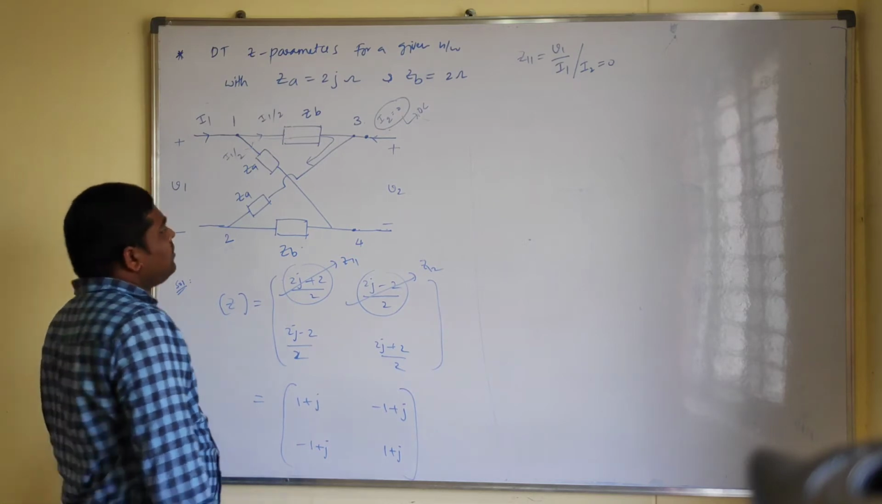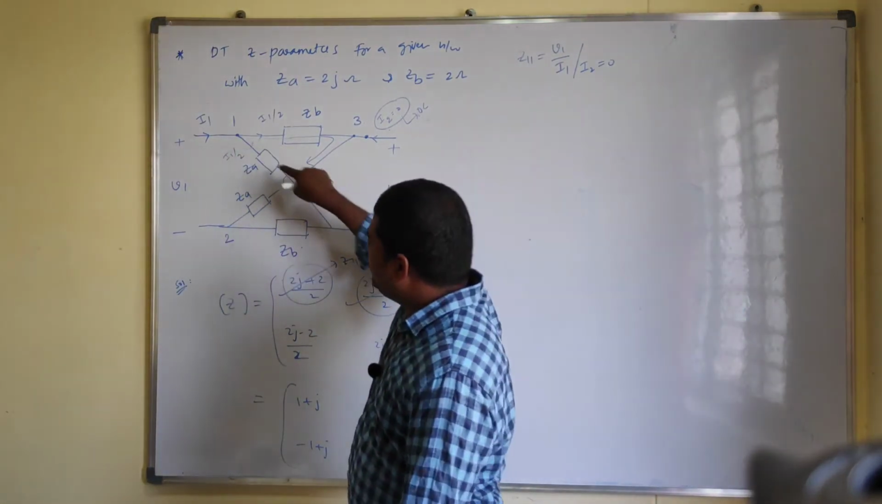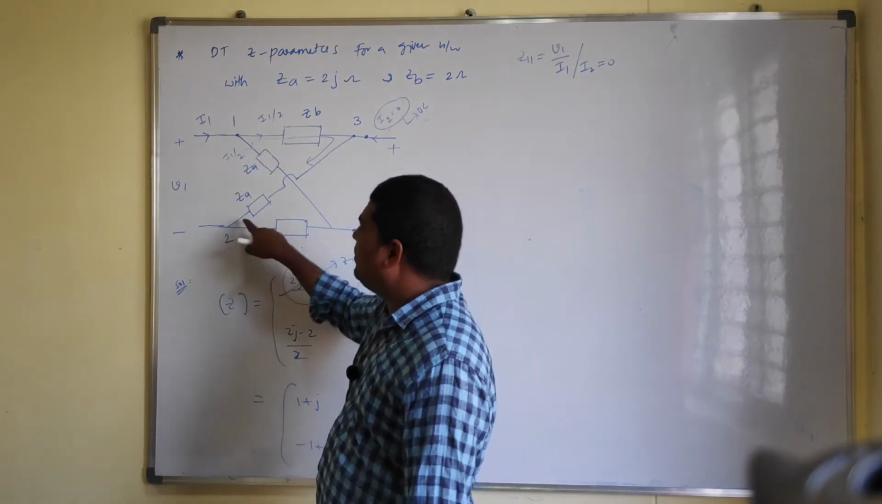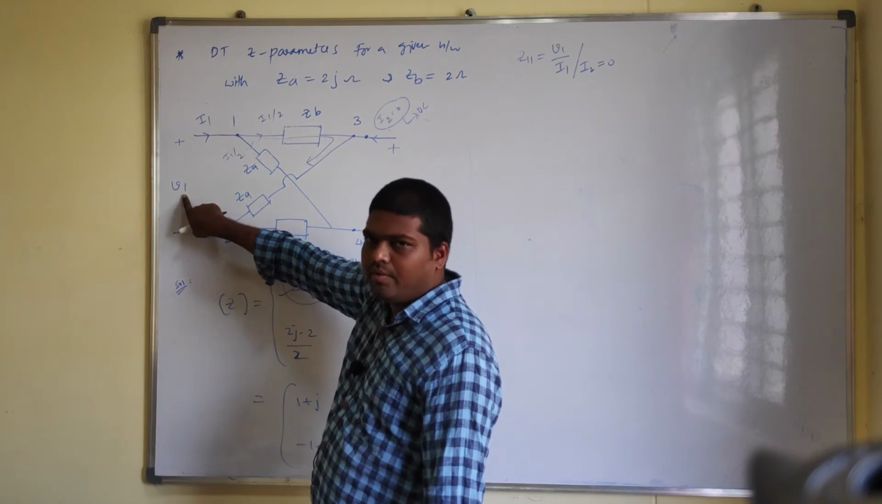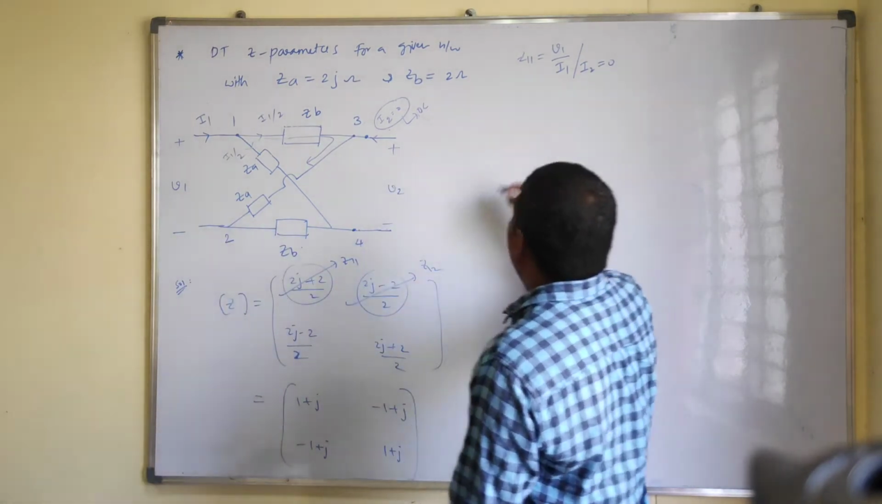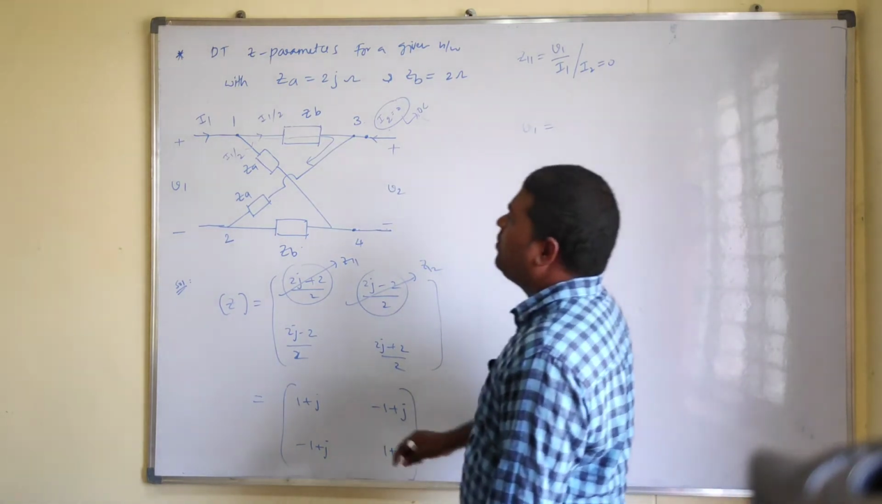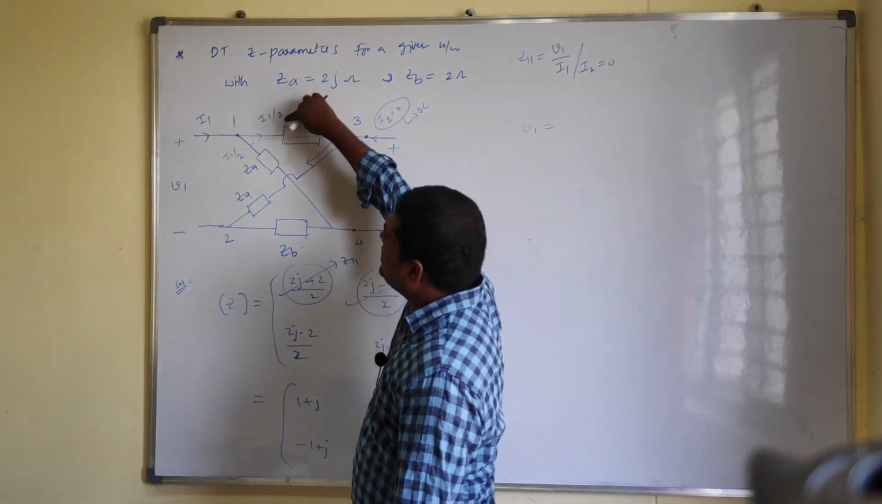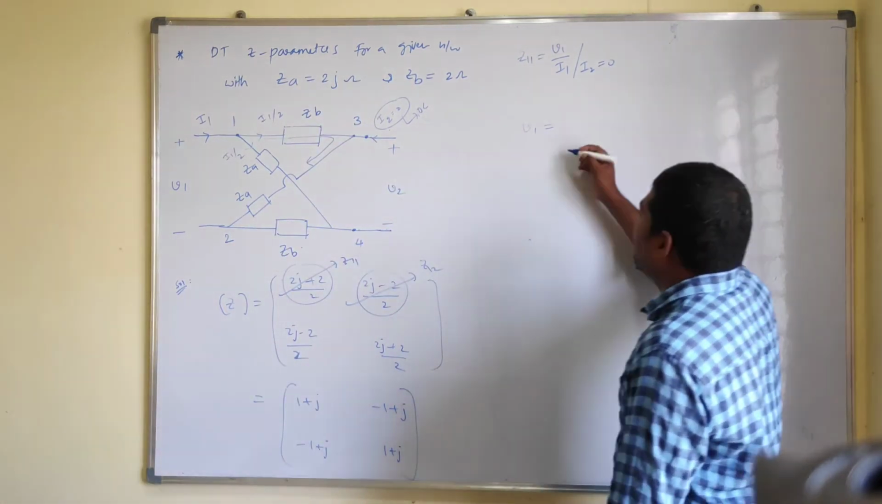Now, if you observe these two branches, the voltage drop equals how much? V1, right? That means here V1 equals the current times this particular branch resistance, right? So now what will you get here?